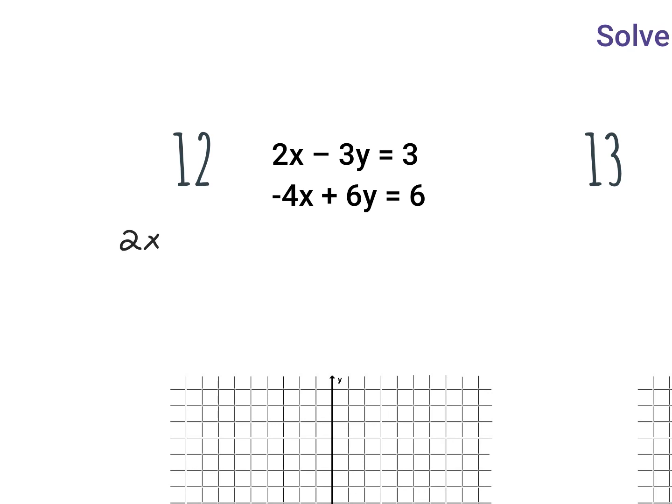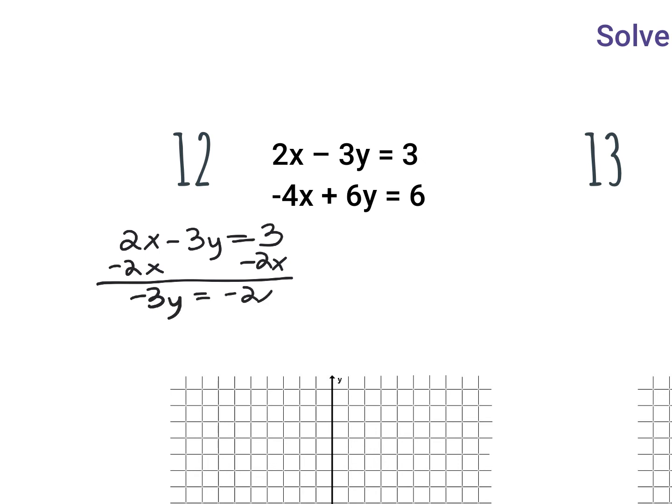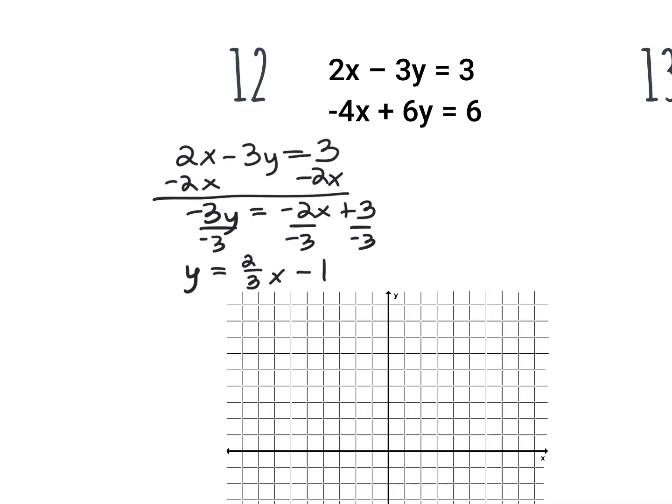So 2x minus 3y equals 3. To get y by itself, I'm going to subtract 2x. Negative 3y equals negative 2x plus 3. Divide everything by negative 3. And in y equals mx plus b form, negative 2 divided by negative 3 is positive 2/3. And then positive 3 divided by negative 3 is negative 1. Now, I'm leaving it as a fraction because remember, this number right here is my slope. And remember, slope is rise over run.